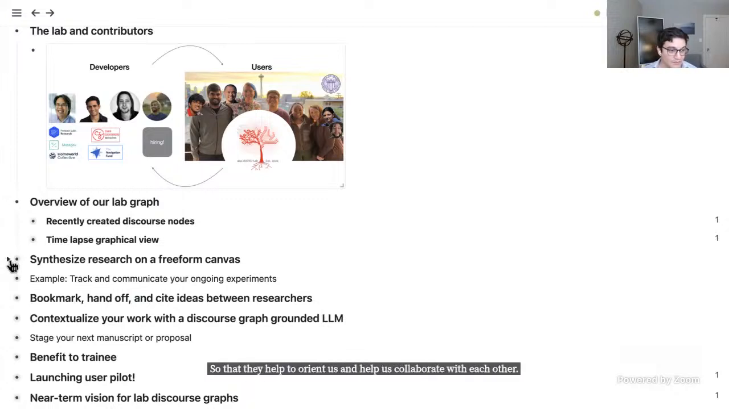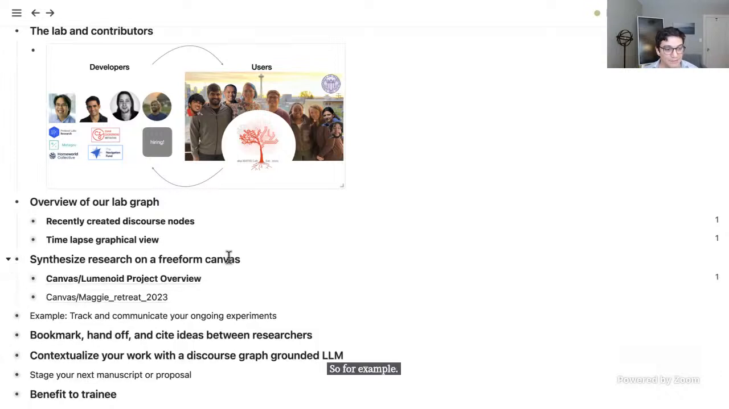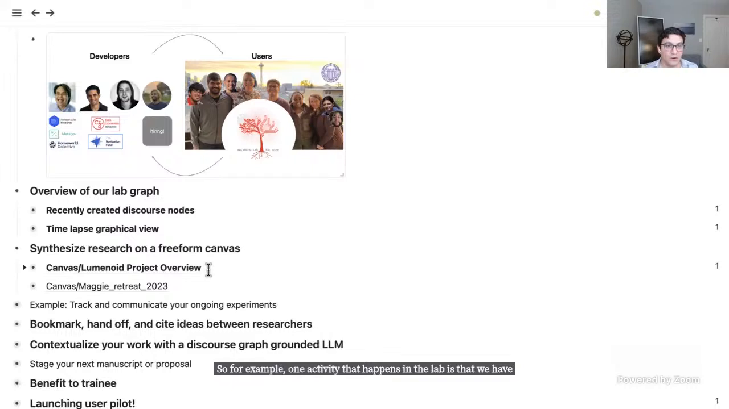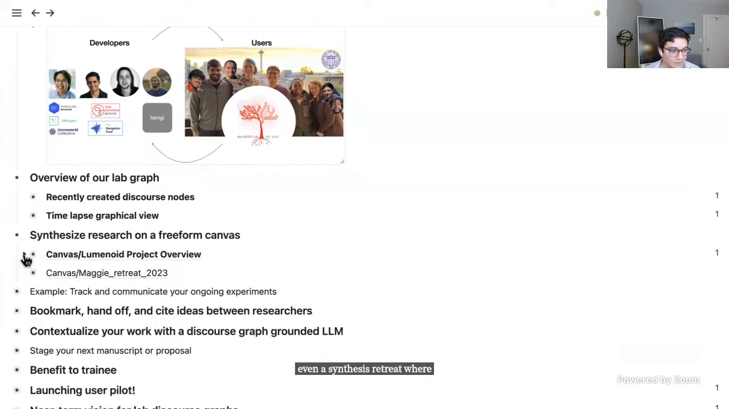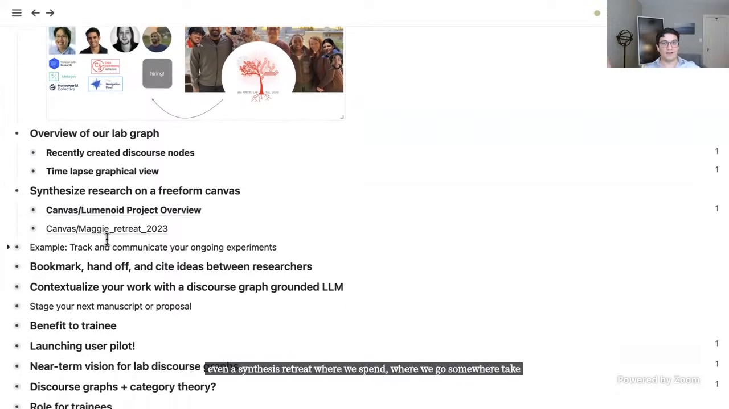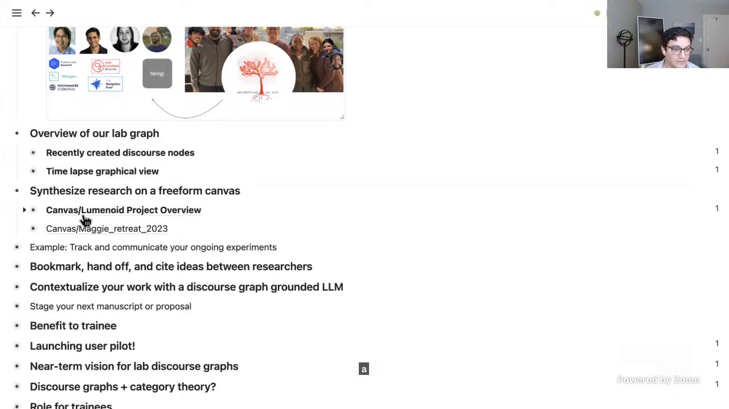So for example, one activity that happens in the lab is that we have a synthesis day or even a synthesis retreat where we go somewhere, take a query of all of the discourse nodes that we've created over the course of the year, and then try to synthesize them onto a freeform canvas. So let's look at an example of that.